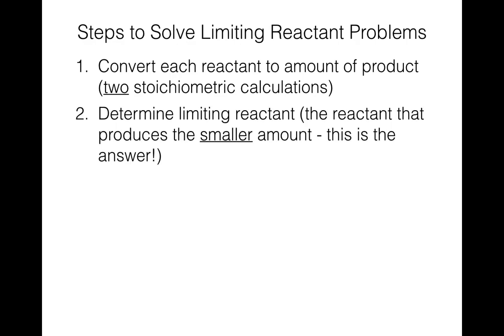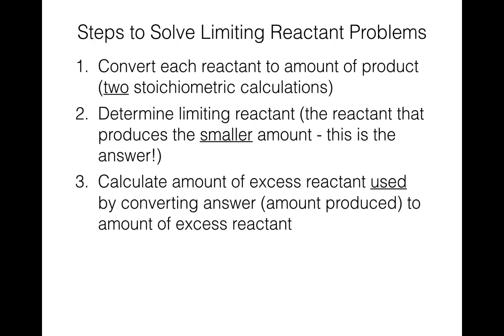Okay? The way you determine the limiting reactant is it's the reactant that produces the smaller amount, right? Because it ran out. The other one could produce more, but you can't because you ran out of the other reactant. That makes it the limiting reactant. And that's the answer when it says how much can you produce. It's always the smaller number. It's not possible to make the bigger number.